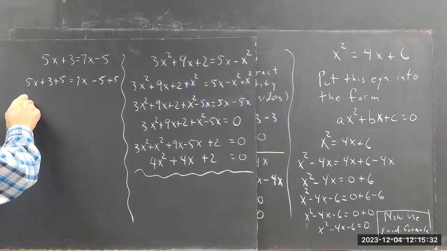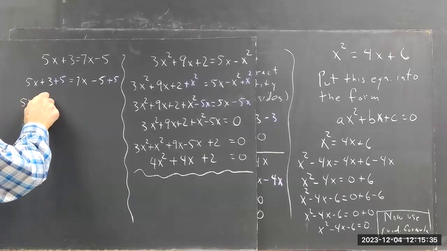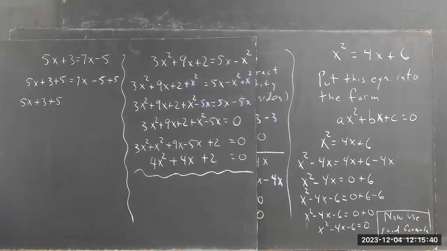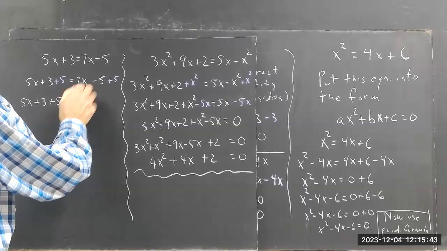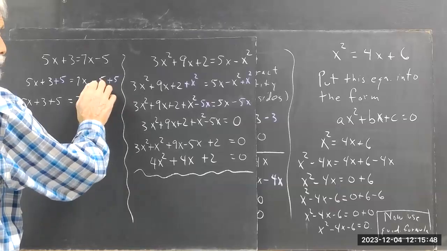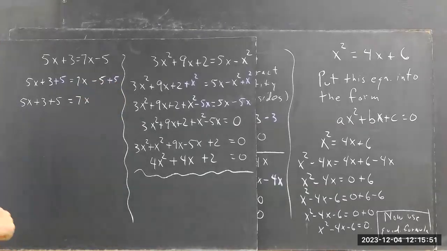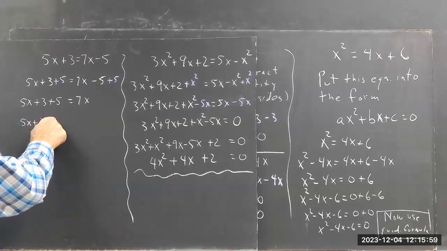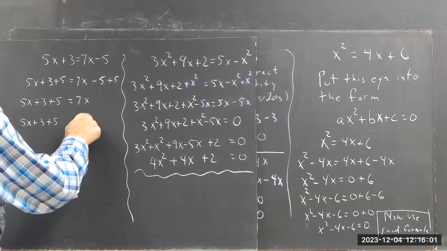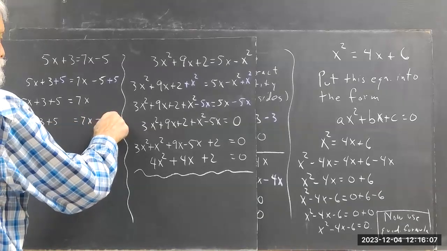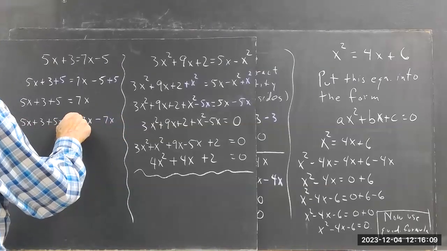Well, this gives us 5x plus 3 plus 5. Now I could add the 3 and the 5, but I'm just going to leave them there because I want to really focus on what we're doing here. And that equals 7x, and then it's plus 0 because minus 5 plus 5 is 0. And then we could subtract 7x from both sides. We have 5x plus 3 plus 5 equals 7x, and we carefully write out minus 7x and minus 7x.